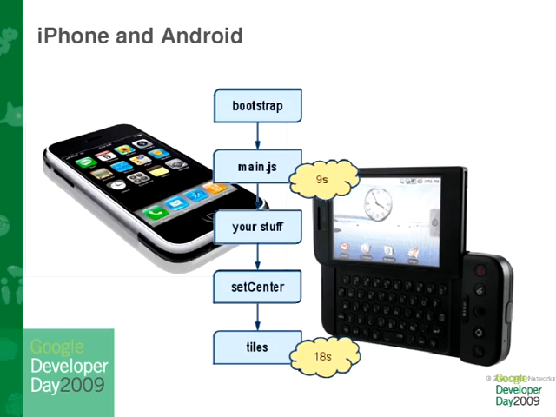So this may seem a lot, but it's even worse on a mobile, because it takes 9 seconds. So compare it with the 3.1. It takes 9 seconds to have the main.js up and running. And it can take up to 18 seconds to get all the tiles, because you're on a poor network, etc. So why is that?